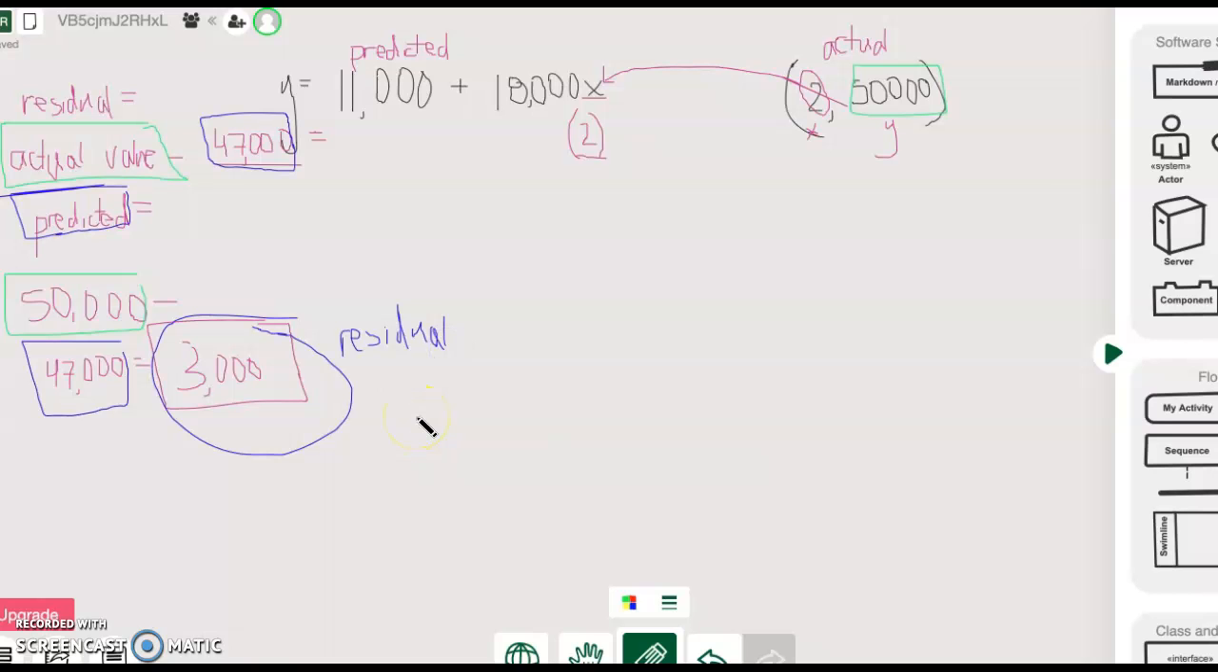So to break it down into some steps, my first step is I wrote out my equation, and I recommend writing out these steps on a piece of paper, like what I have here. So I wrote out my equation, I wrote out the point that I was given, I plugged the X value from my point into my equation to get the predicted value, and then I subtracted the predicted value of the equation from the actual value from the point. So actual value minus predicted value, 50,000 minus 47,000, gave me a residual of 3,000.